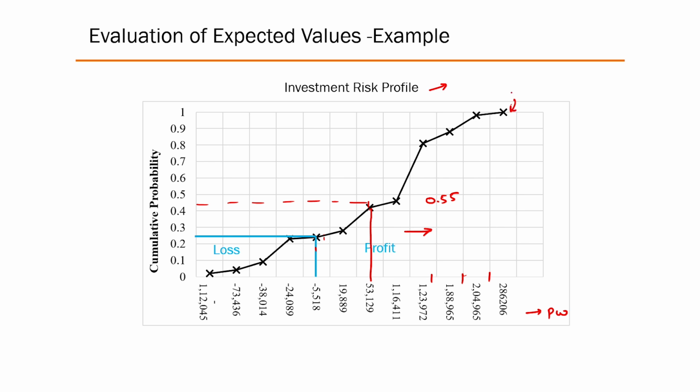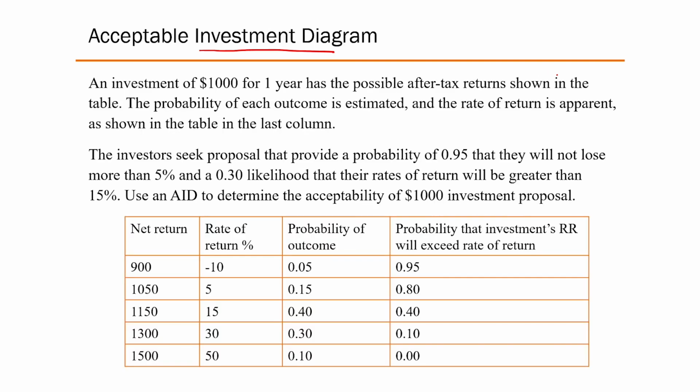So this particular curve is the outcome of the cash flow series, right? But you can also plot your acceptable diagram on a similar kind of graph, and then you can graphically compare whether the outcome coming out of the cash flow series is matching your requirements or not. Okay, I'll show you how.